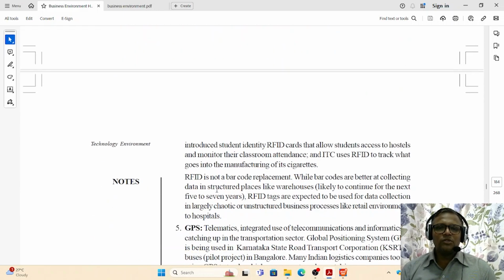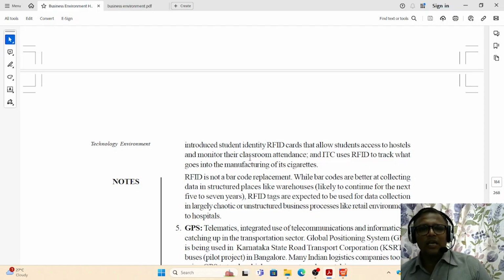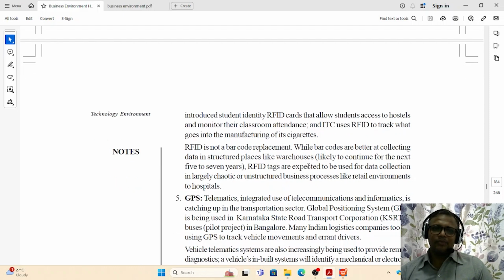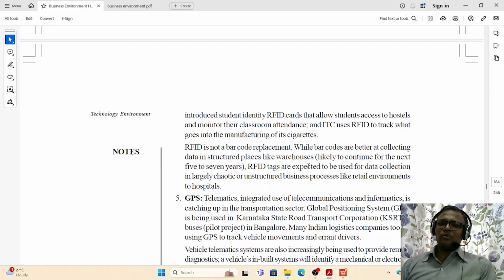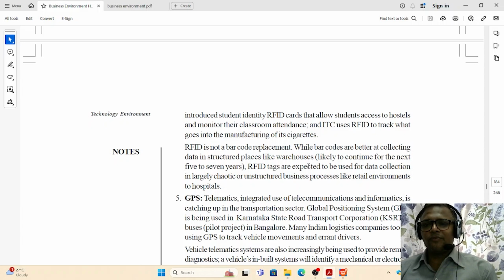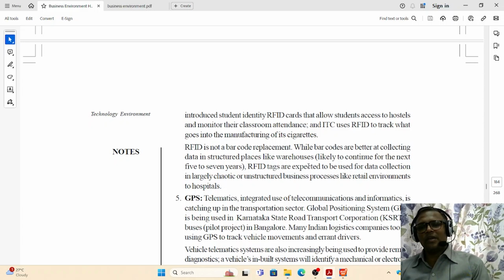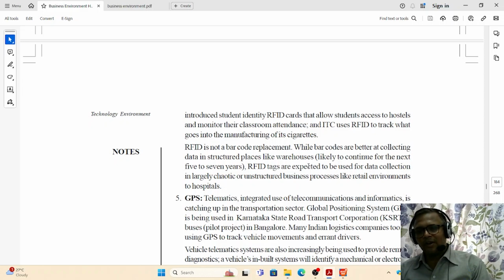They were introduced as student identity RFID cards, which allow students to access the hostels in Pune and almost every place. Even RFID is used to track how manufacturing is done in ITC for their cigarette brands. So RFID is not a barcode replacement. While barcodes are better for collecting data in structured places like warehouses, RFID is expected to be used to collect data in largely chaotic or unstructured business processes, like retail environments or hospitals.